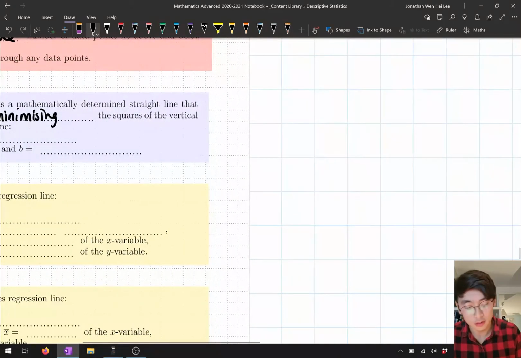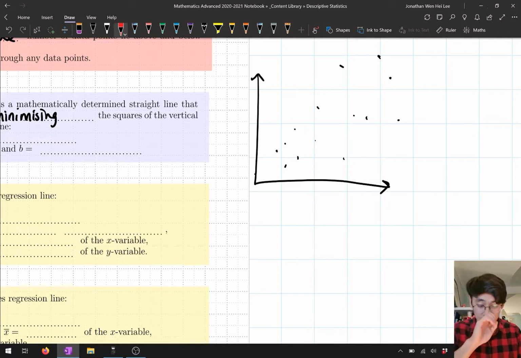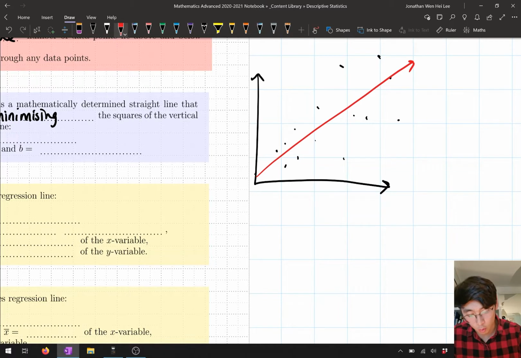If I have a data set with a whole bunch of points, something like this, in order to create the least squares regression line, it takes all of the distances between the line and each of the data points, then it squares them, and then it tries to minimize all of these numbers as best it can in order to create that straight line.